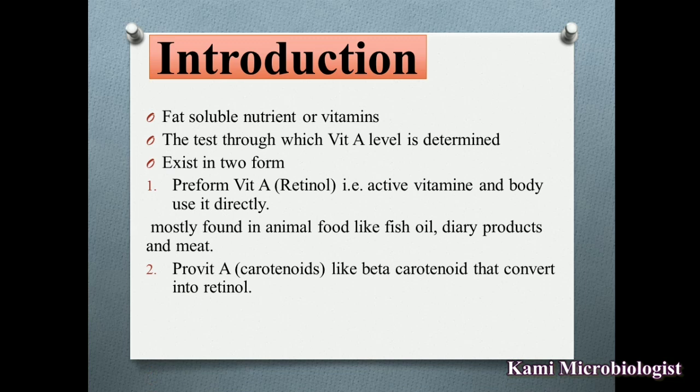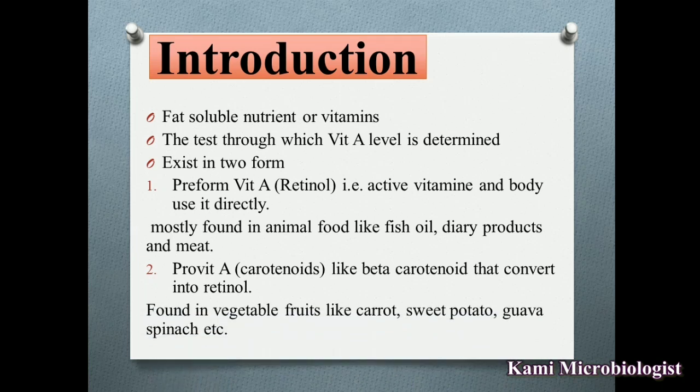Next we have provitamins, which we call carotenoids. Now this type of vitamin includes beta carotene, which can convert into retinol. This type of vitamin A is found in vegetables and fruits, like carrot, sweet potato, guava, spinach, etc. Let's see the function of vitamin A.